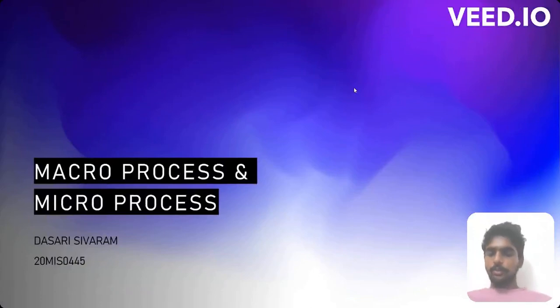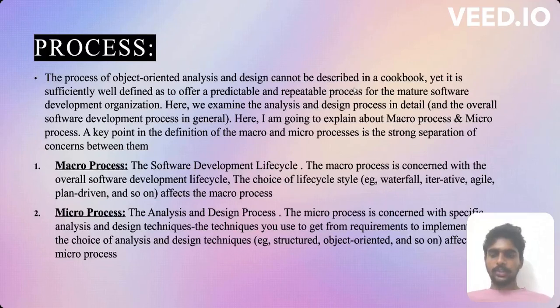Today we need to discuss macro and micro processes. First, we need to know what a process is. The process of object-oriented analysis and design can be described in a cookbook. It is used successfully. We need a defined, predictable and repeatable process for a software development organization. Here, I am going to explain the micro and macro processes. A key point in the definition of micro and macro processes is the strong separation of concerns between them.